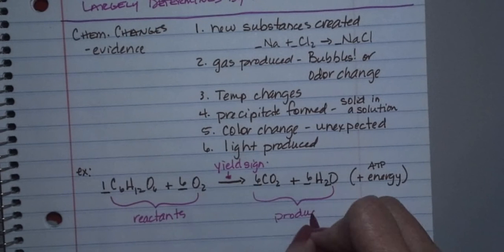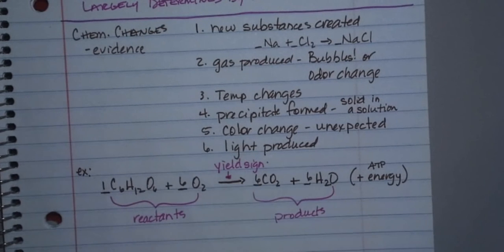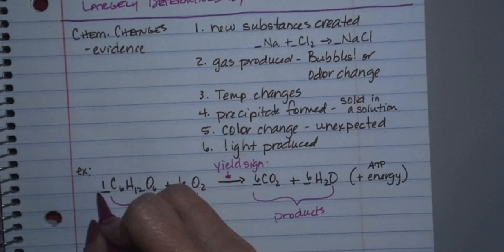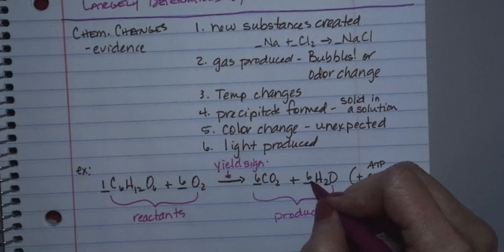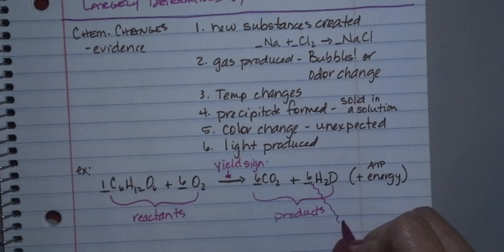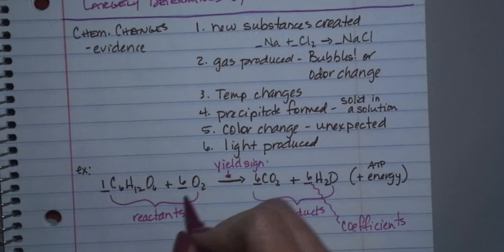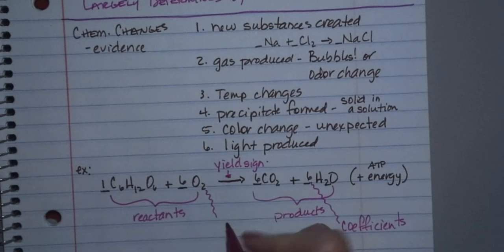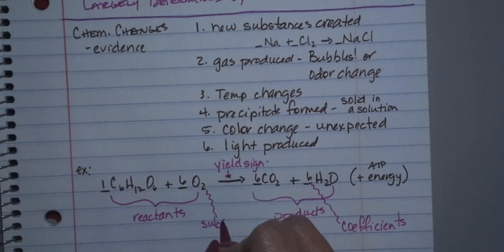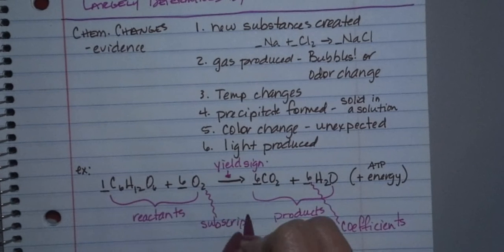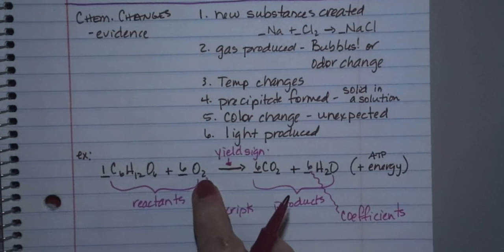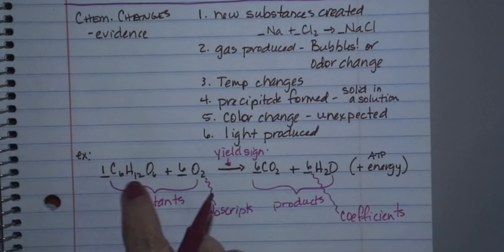The big numbers right here, like in the front of this, are called coefficients. And the little numbers right here are called subscripts. You only use the subscripts when you're trying to figure out what the formula for something is, and that's something you'll study in chemistry. And you only use the coefficients when you're trying to balance the reaction.